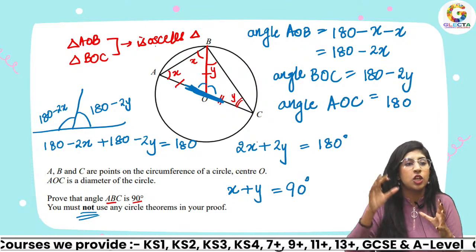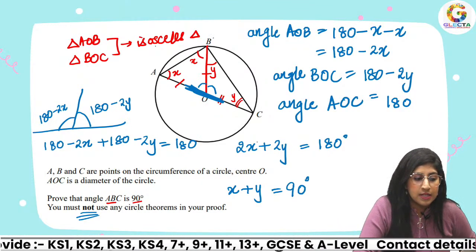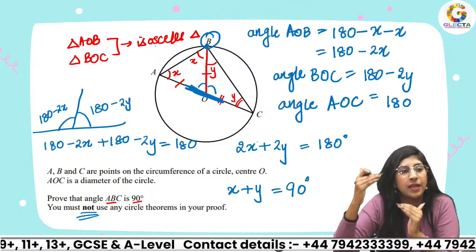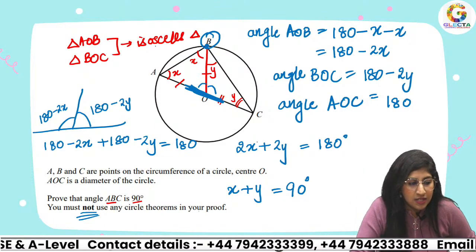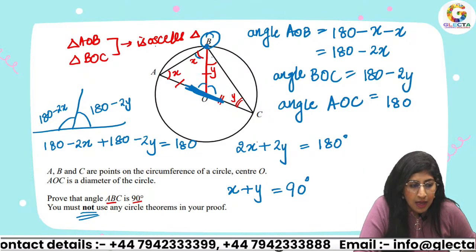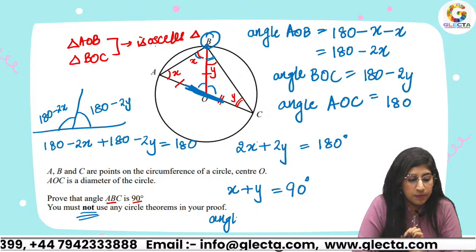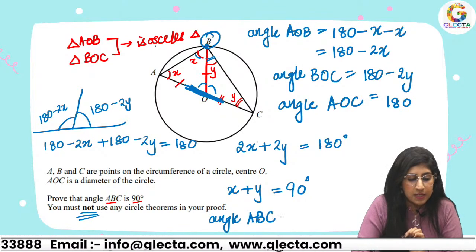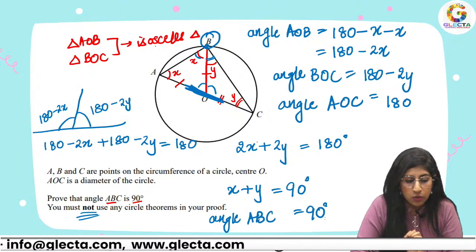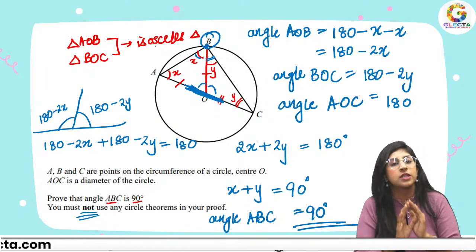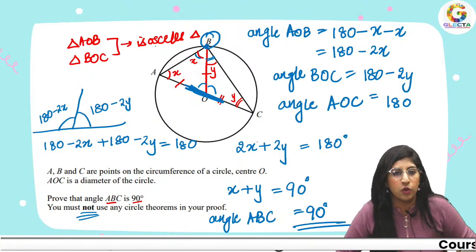Now if you see your triangle over here, at point B, what is angle ABC? Angle ABC is nothing but this x and y. So x plus y is angle ABC, which is equal to 90 degrees. And that's exactly what we had to prove, and that's what exactly we have done over here.